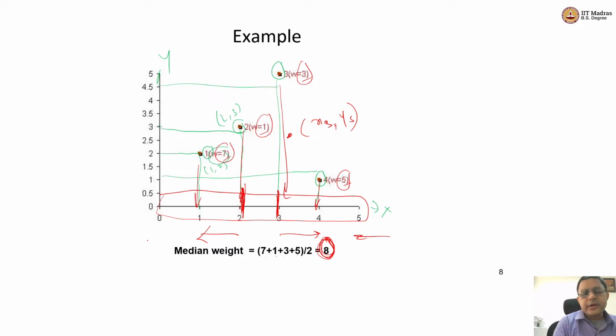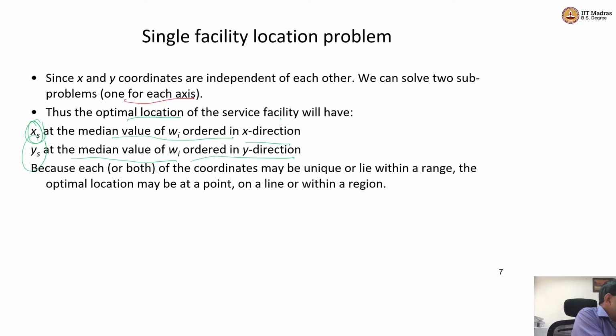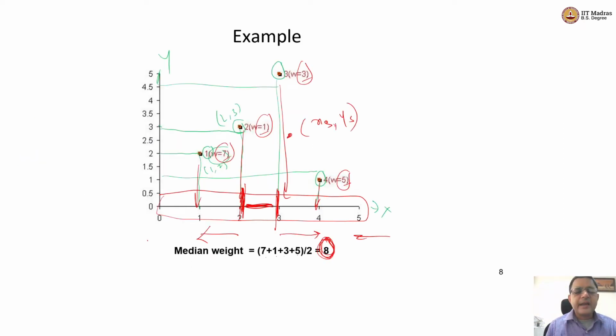And I would argue that not only is 2 an ideal location, 3 is an ideal location, and therefore any point between 2 and 3 would also be an ideal location. So this is what I meant by the optimal location resulting in a range, in a line, in a region. So here it says I can locate the facility anywhere between 2 and 3 on the x-axis.